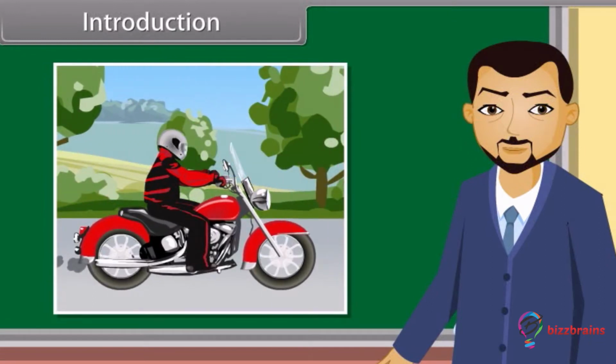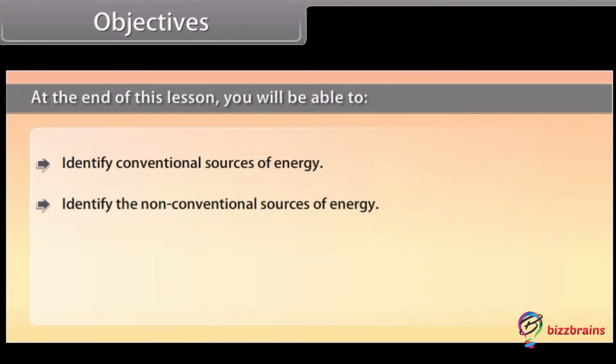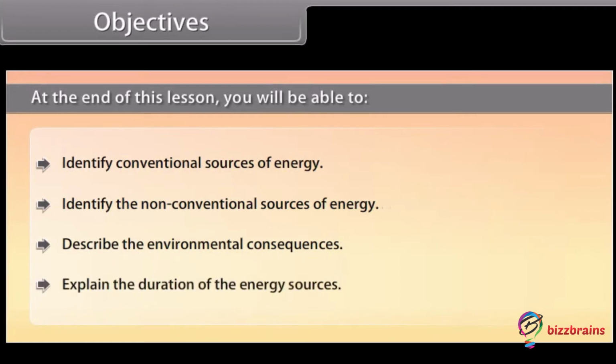Children, in this lesson, we will learn about the conventional sources of energy and the non-conventional sources of energy and its impact on the environment. Objectives. At the end of this lesson, you will be able to identify conventional sources of energy, identify the non-conventional sources of energy, describe the environmental consequences, and explain the duration of the energy sources.